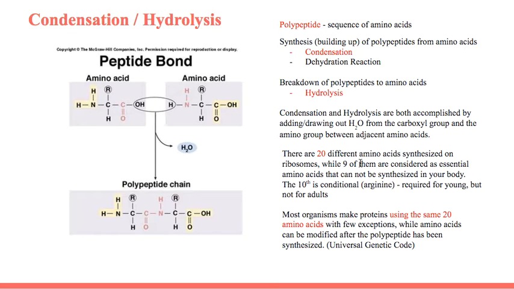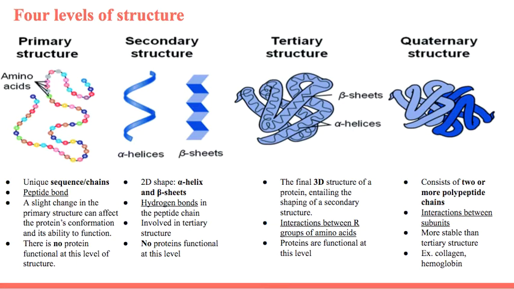And then most organisms use the same 20 amino acids with the genetic code, with few exceptions. Then the 4 levels of structure. There are primary structure, secondary structure, tertiary structure, and quaternary.